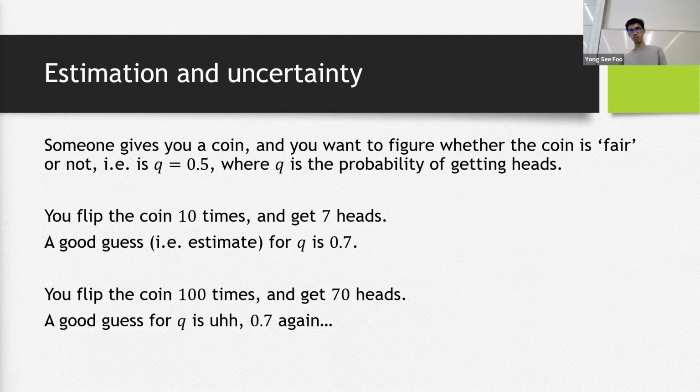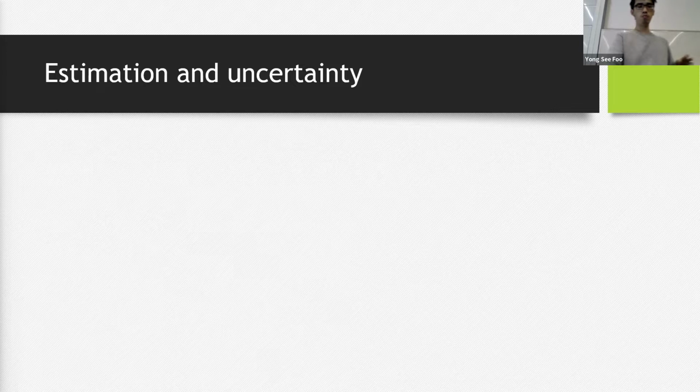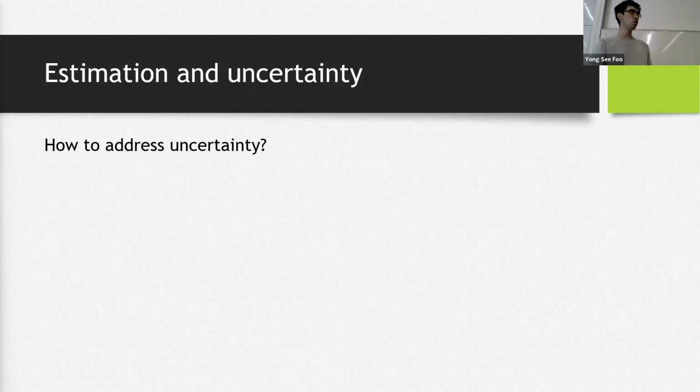So something really basic, but this shows you that an estimate is not enough. Because in both cases, you say 0.7 as an estimate. You care a lot about uncertainty as well to make good conclusions. Okay, so let's say instead, well, maybe not that yet. So how do you address uncertainty?